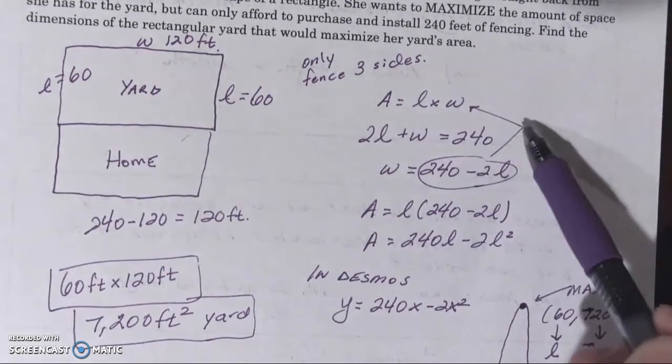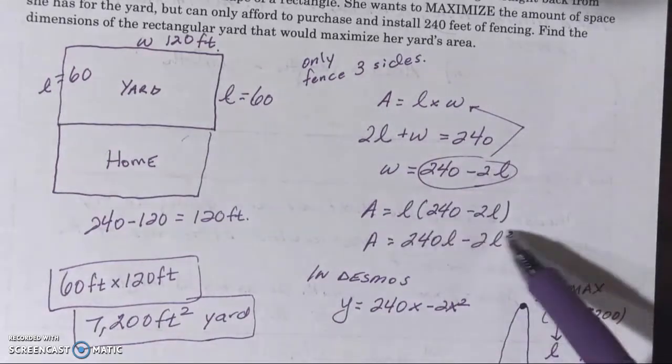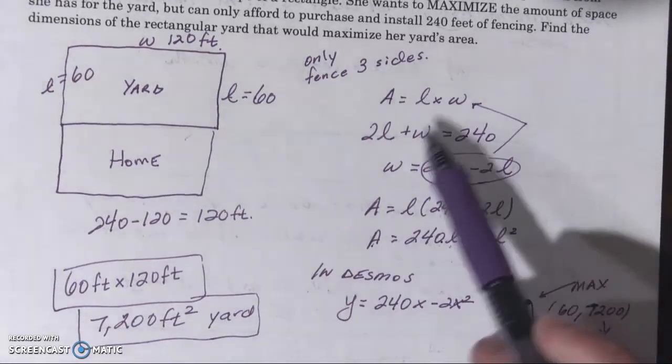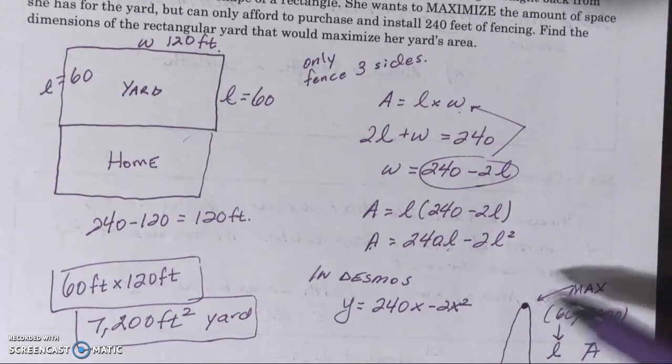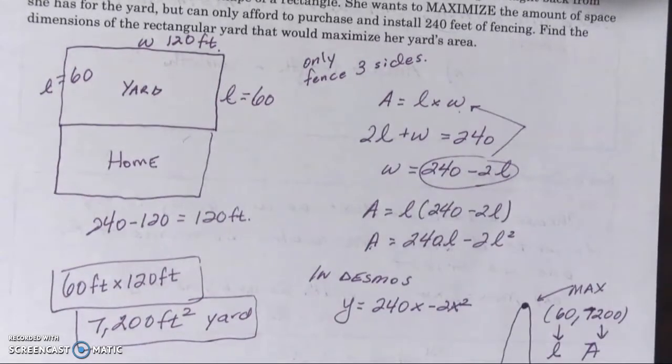We then used our substitution and algebra 1 skills to write this equation in terms of one variable, area in terms of just the length instead of length and width. And then we plugged it into the calculator, found the maximum point, and used that information to answer the specific questions. So we'll do a lot more of this in class, and some challenging and fun examples.